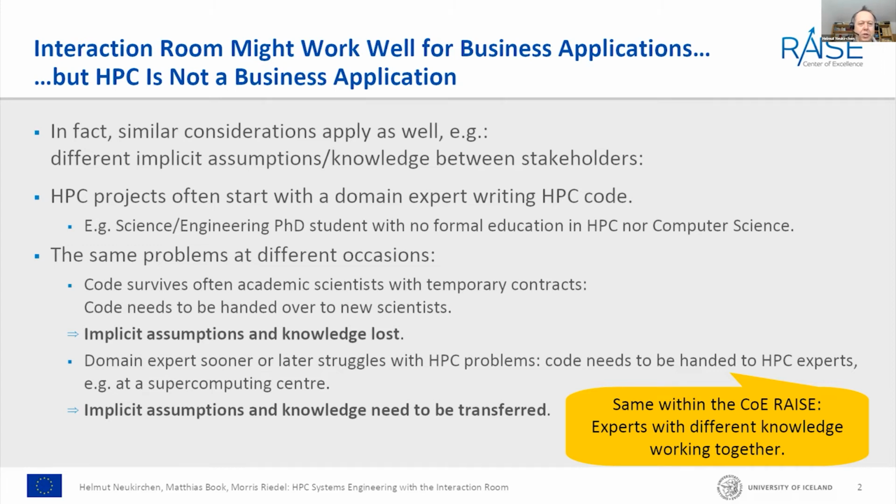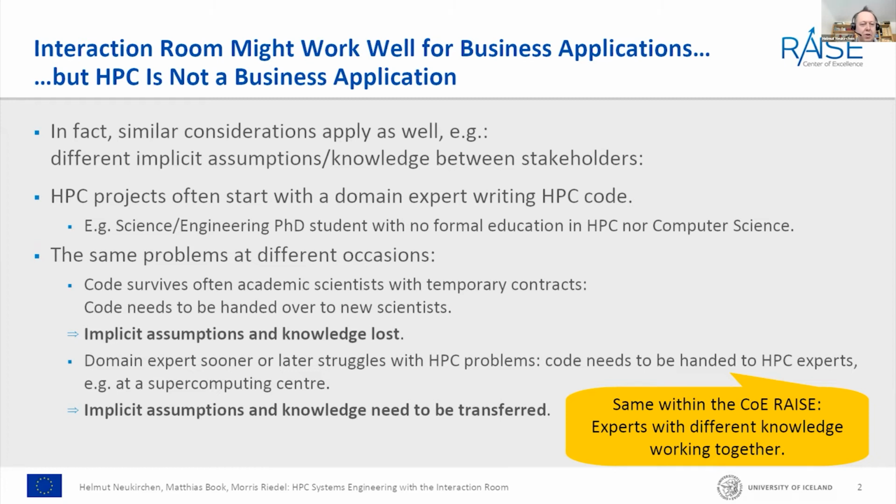Think about having a PhD student with a temporary contract. After 3 years, that PhD student finishes and has to hand over the code to maybe the next PhD student. And then of course, the first person has a lot of knowledge about the code and about the problem as a whole, has some implicit assumptions, and the new person taking over somehow needs to learn about that. And that is an example where the interaction room could help.